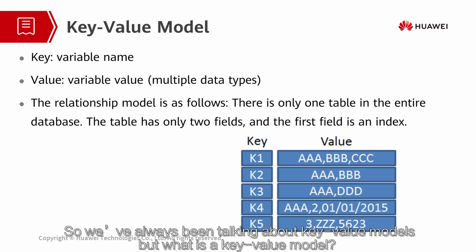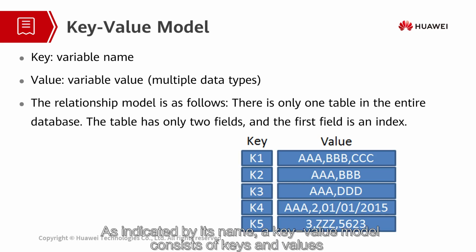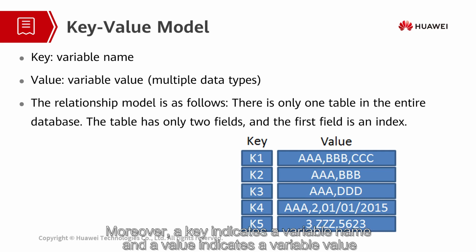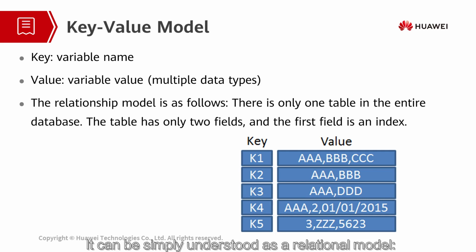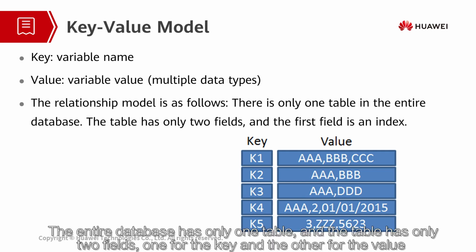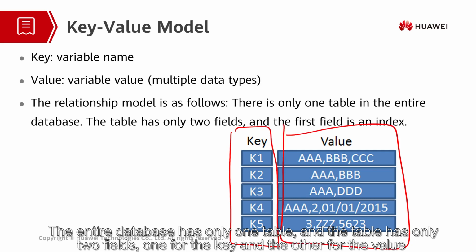So, we've always been talking about key-value models, but what is a key-value model? As indicated by its name, a key-value model consists of keys and values. Moreover, a key indicates a variable name, and a value indicates a variable value. It can be simply understood as a relational model. The entire database has only one table, and the table has only two fields, one for the key and the other for the value.